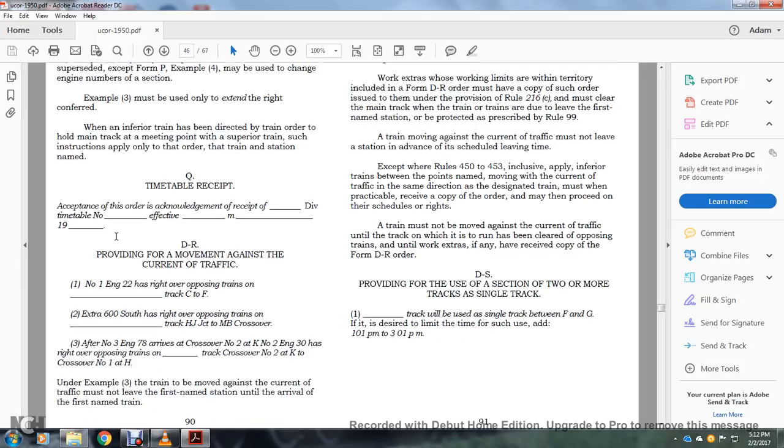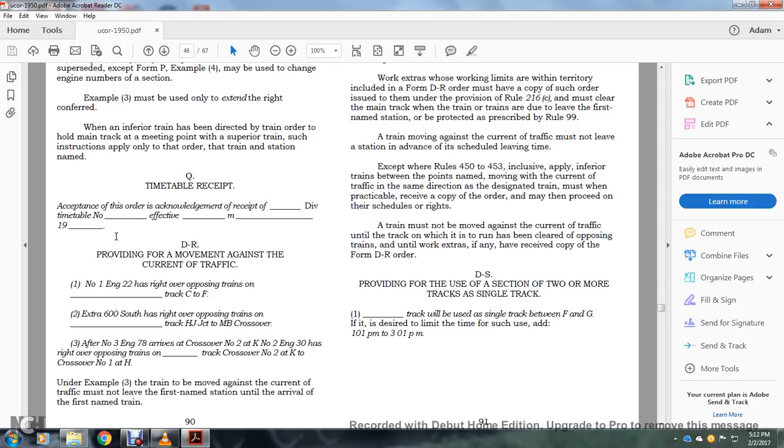Alright, Form Q, timetable receipt, acceptance of the order, acknowledgement of receipt of blank division, timetable number blank, effective blank, and blank month, 1999. Form DR, providing movement against the current of traffic.